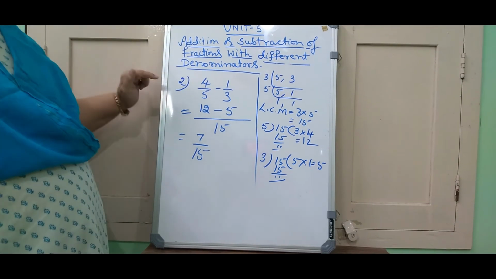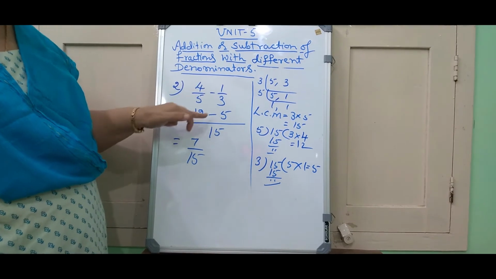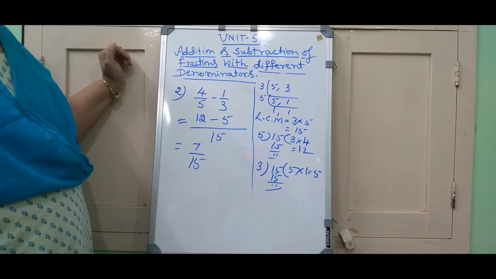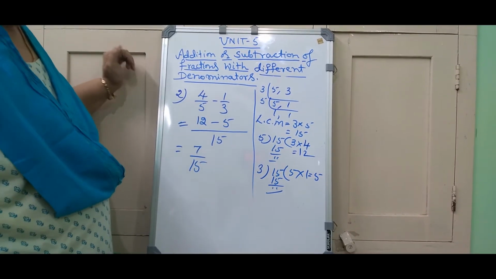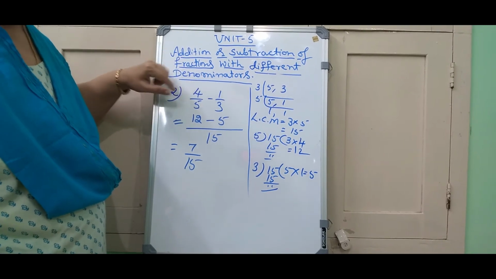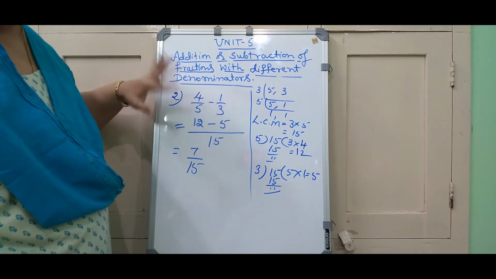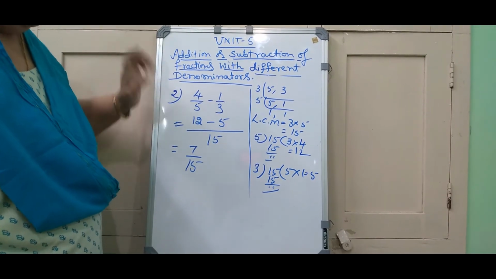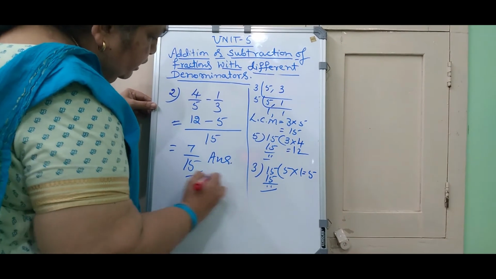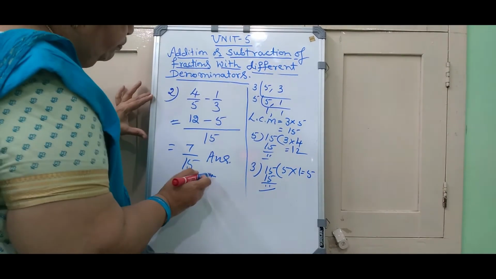12 minus 5 is nothing but 7 by 15. This is also, as I told you earlier, 12 by 15 minus 5 by 15. So you can write one more step before this if it is necessary, if you get confused. So what you are doing here is converting the given fractions into fractions of the same denominator and then adding or subtracting. That's all. That's very simple. So 7 by 15 itself is the answer here. This is the final answer.